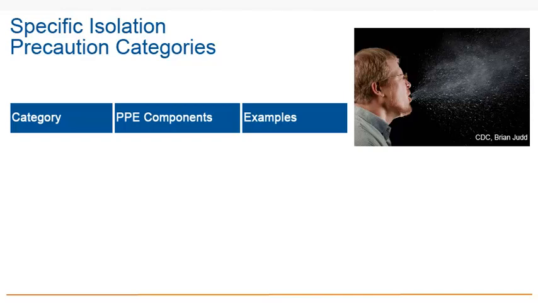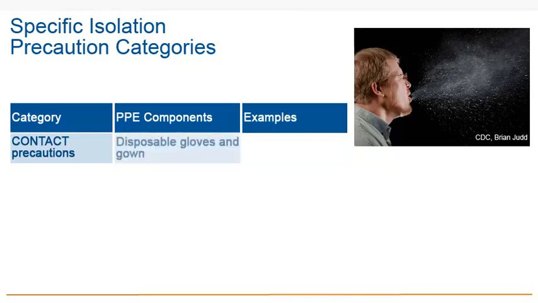Now, let's review the specific isolation precaution categories. The category used depends on how the infection is spread from person to person. The goal is to prevent spread. The first category is contact precautions. The PPE components for contact precautions include disposable gloves and a disposable gown. One example of when you would use contact precautions is if the patient has a highly resistant bacterial infection.